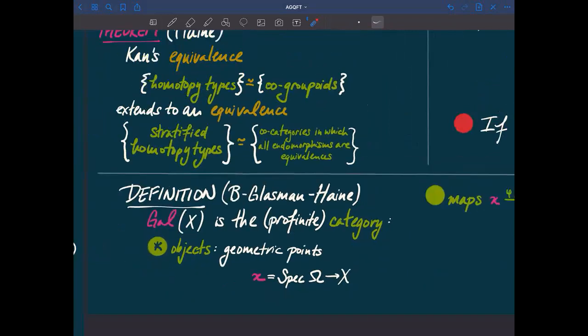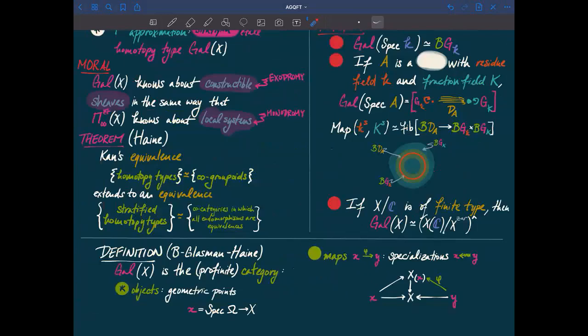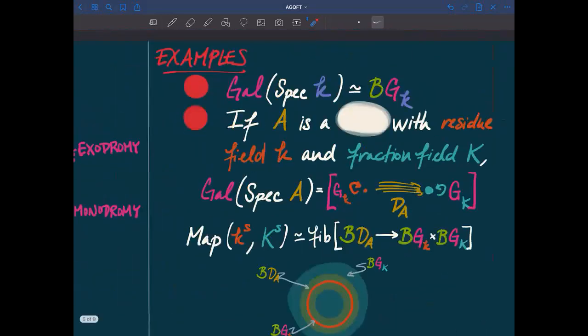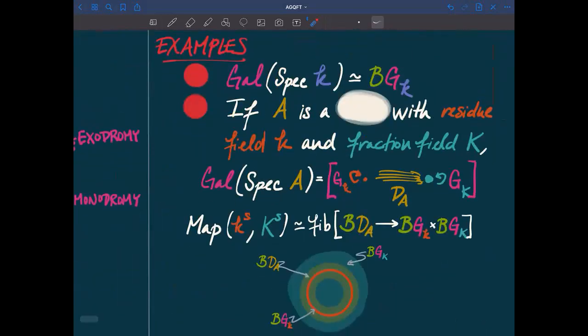And I'll tell you a few theorems about this category, but first I thought I'd write down some examples. The first example is going to be a little unexciting. If I do this to Spec of a field, I don't get anything new. I just get the classifying space of the absolute Galois group again.